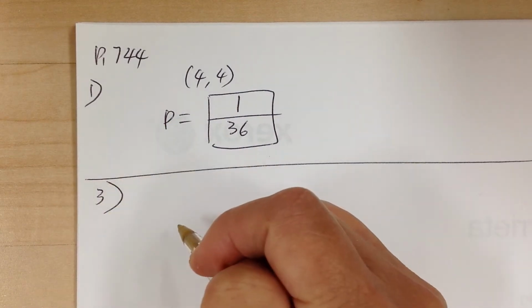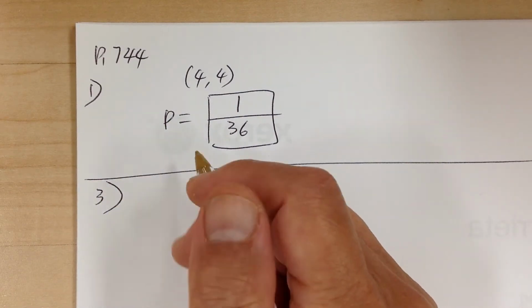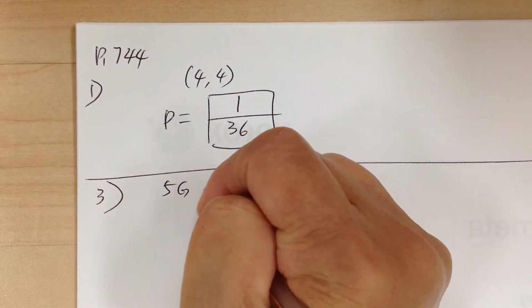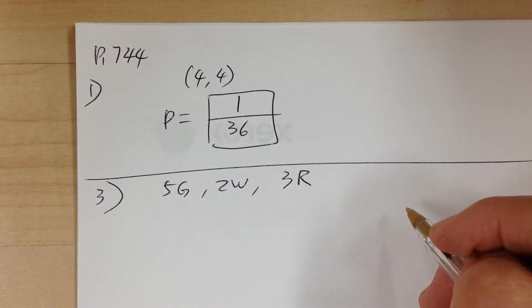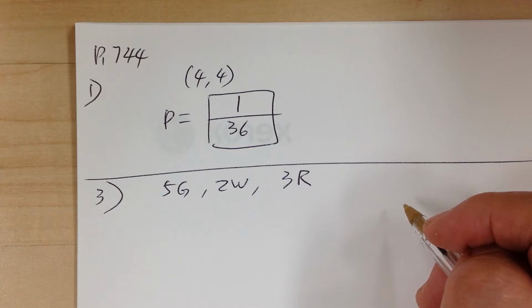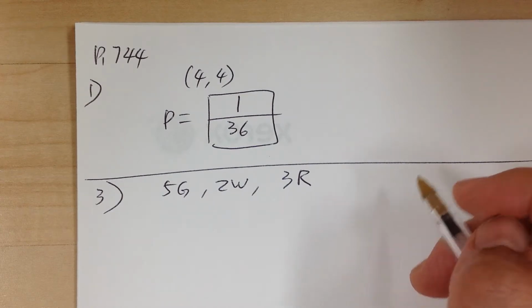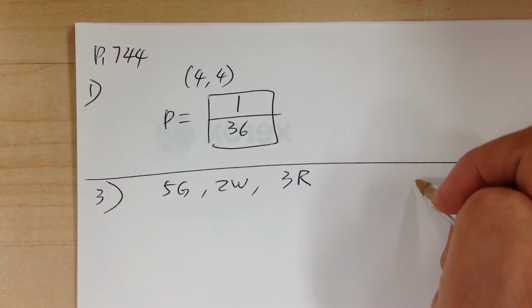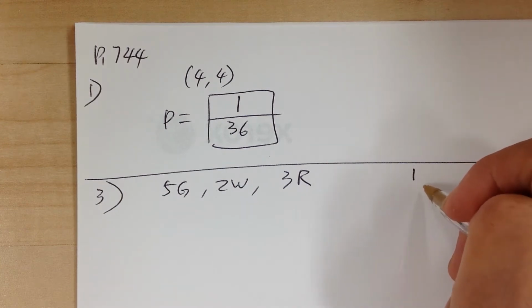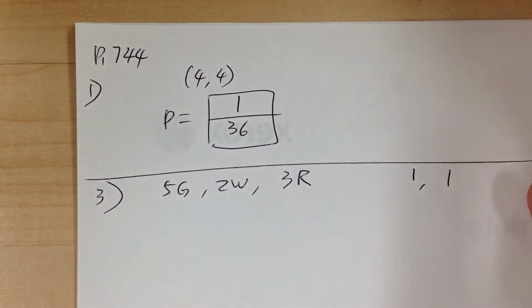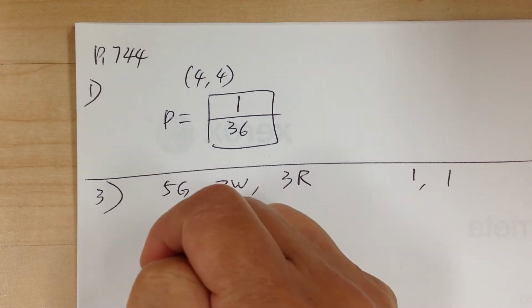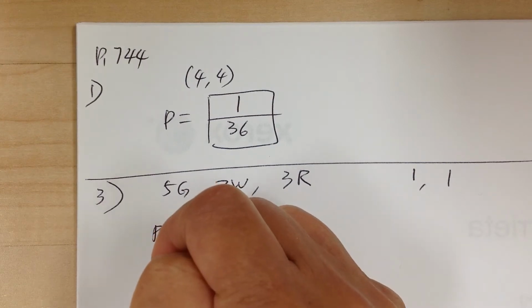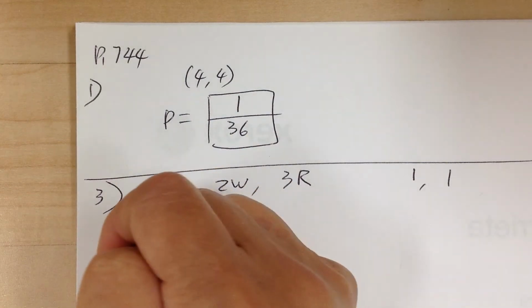Okay, number 3. There are 5 green, 2 white, and 3 red jerseys in a gym bag. A player picks a jersey at random, puts it on, and then picks a second jersey for his teammate. So he gets one, and then gets another one after that, and not putting it back. So that means the sample space is going to change. Let's do part A.